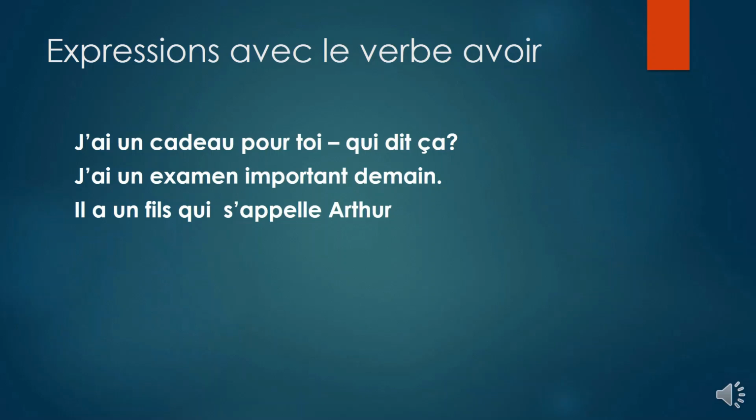Expression avec le verbe avoir. J'ai un cadeau pour toi. Qui dit ça? C'est Père Noël. I have a present for you. Who says that? Santa Claus. J'ai un examen important demain. I have an important exam tomorrow. Il a un fils qui s'appelle Arthur. He has a son whose name is Arthur.